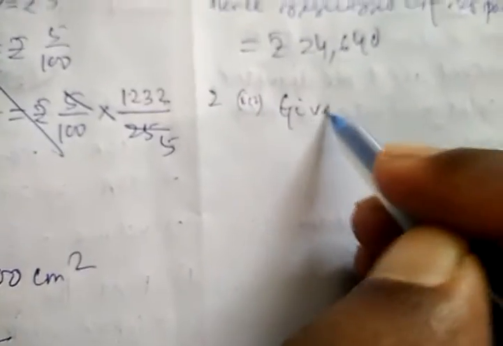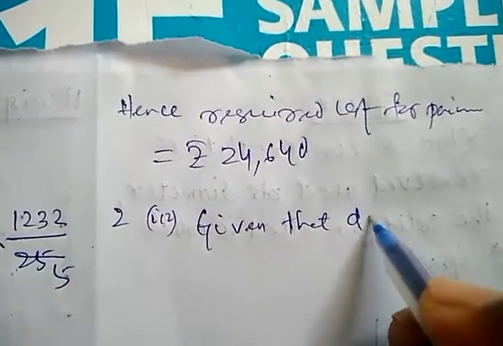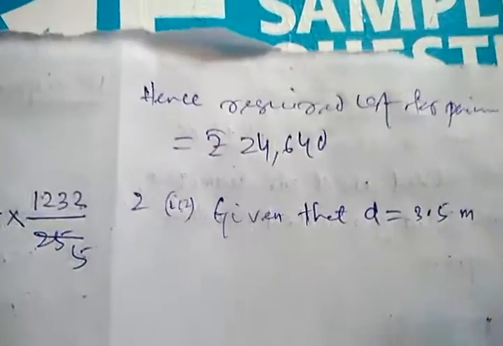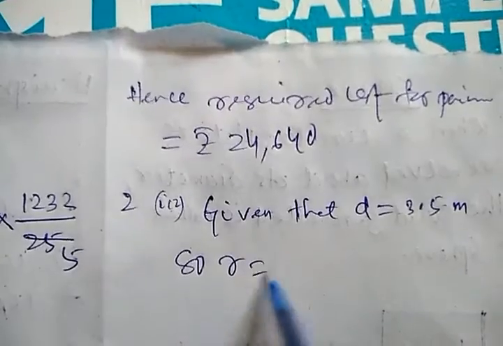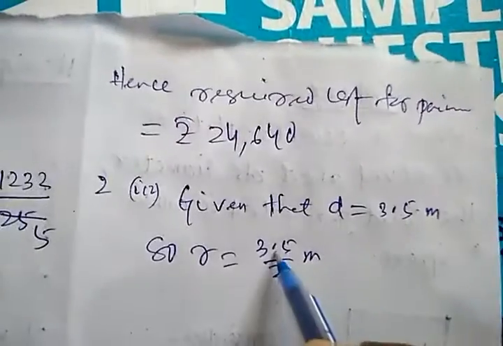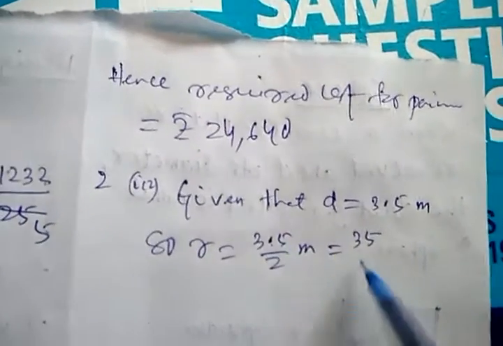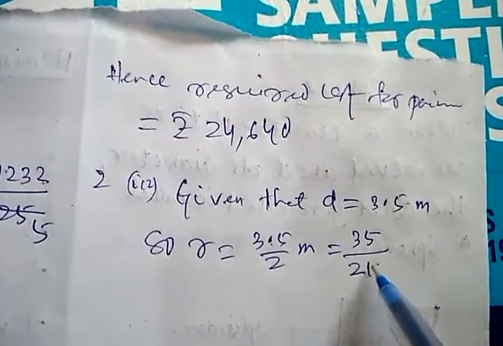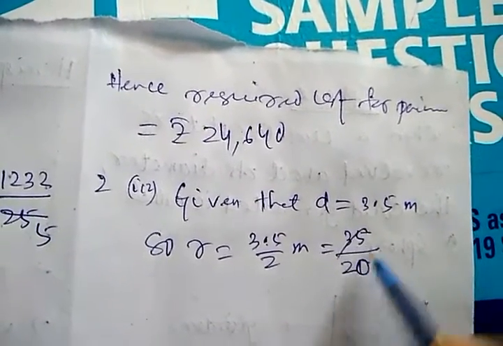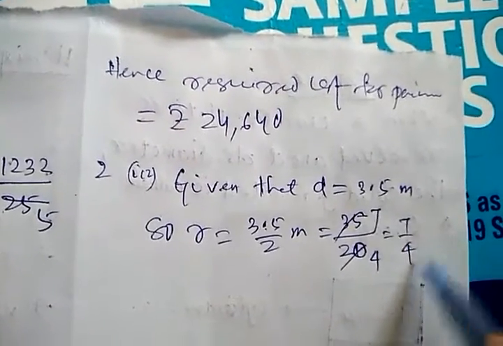Given that diameter is equal to how much? 3.5 meter. So radius we have to calculate, 3.5 by 2 meter. So now it is one place decimal. So now remove the decimal point and multiply by 10, that means 20. So 5 7s are 35, 5 4s are 20, so 7 by 4 meter.